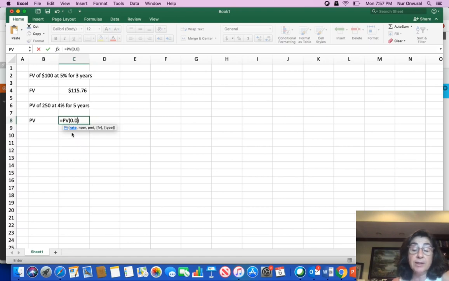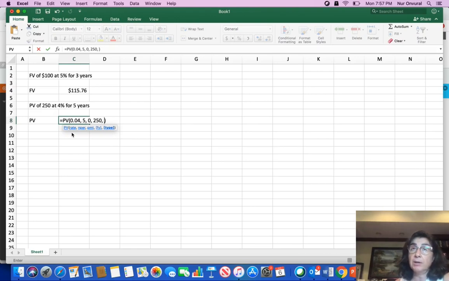The interest rate is 4%. Number of years is 5. There is no payment, so I will either skip that or enter a 0. And then the future value in this case is 250. And that will be the only values entered.